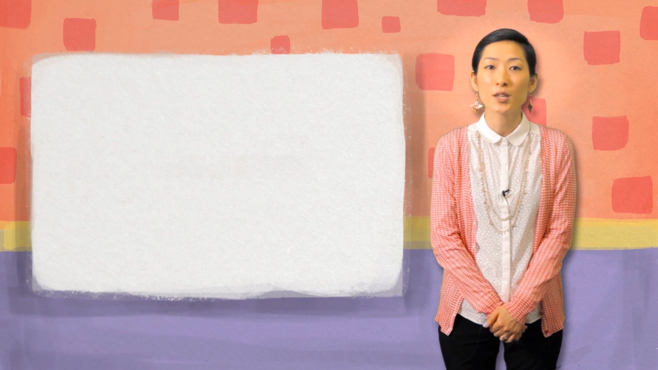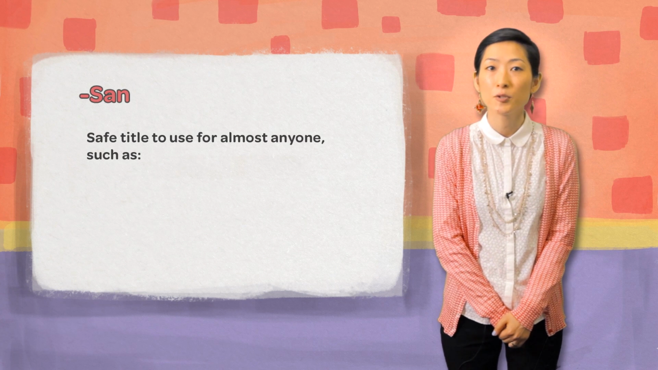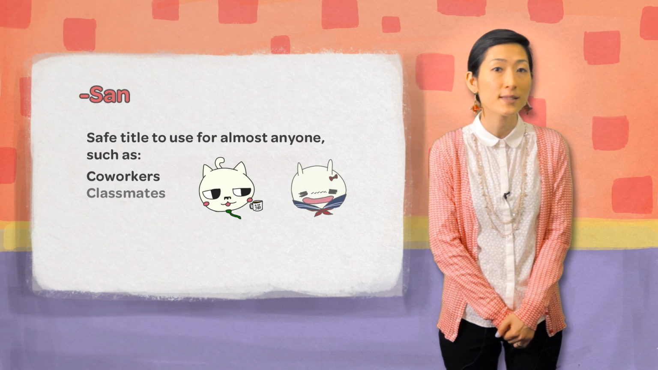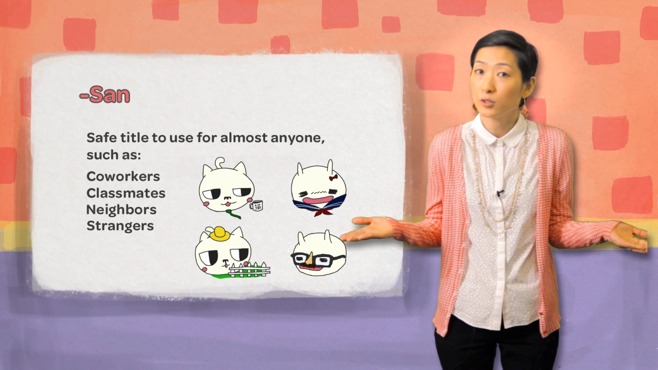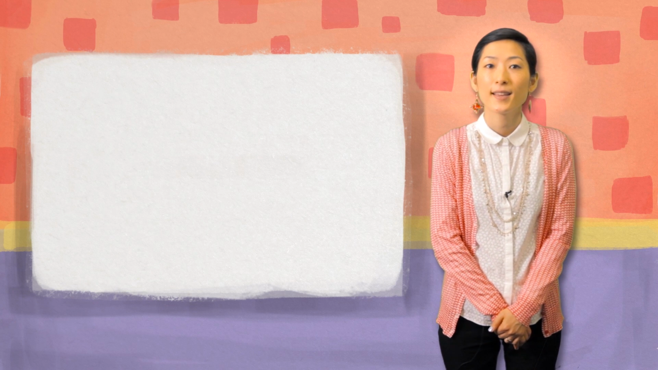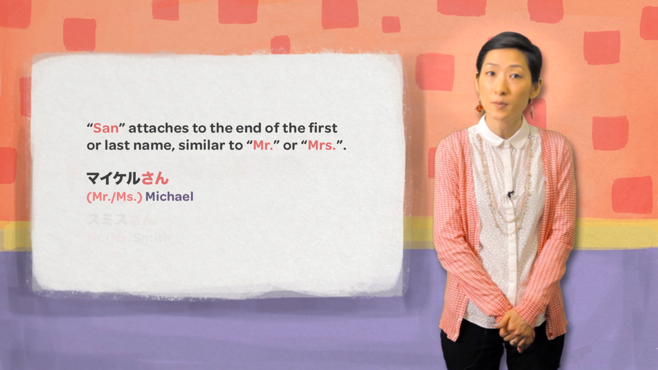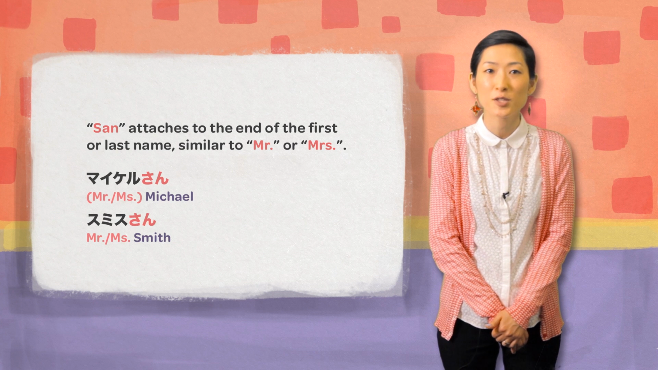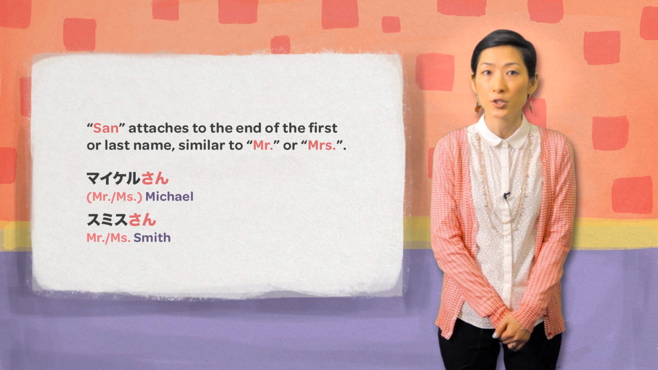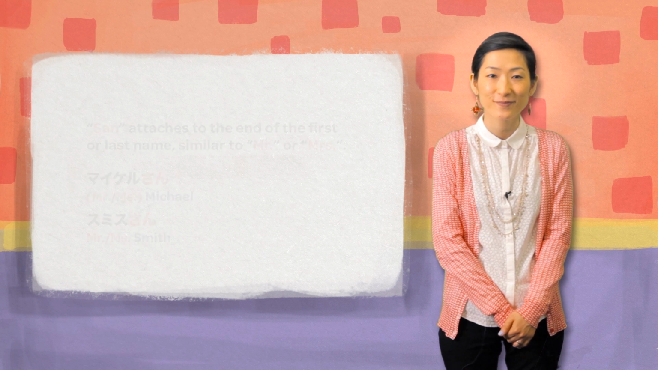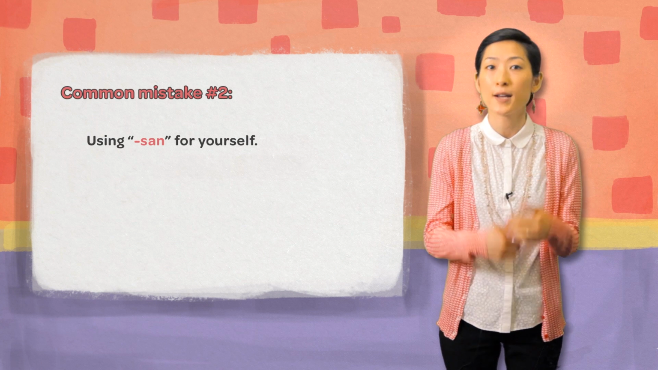Kura-chan. Now, the title you can use with almost everyone else is san. You can use san to address your coworkers, classmates, neighbors, and people you don't know. Basically, anybody you're not that close to. San attaches to a first or last name like Michael-san or Sumisu-san. It's the safest way to address someone, so when in doubt, use san. It's similar to Mr. or Mrs. in English.